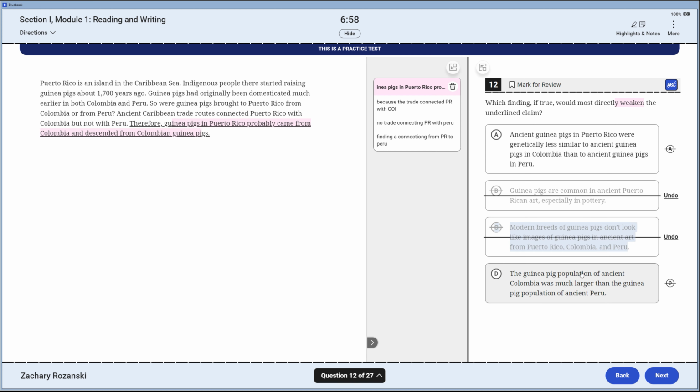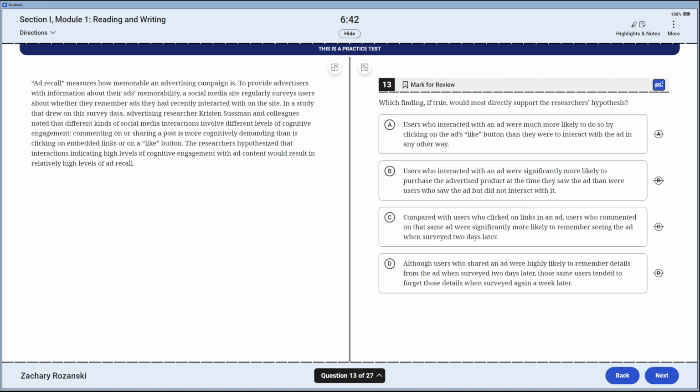The guinea pig population of ancient Colombia was much larger, that there were more in Colombia than there were of ancient Peru. No. This getting access would be this. The similarity between that, absolutely perfect. Pick it and move on.